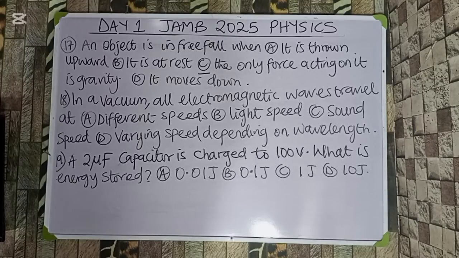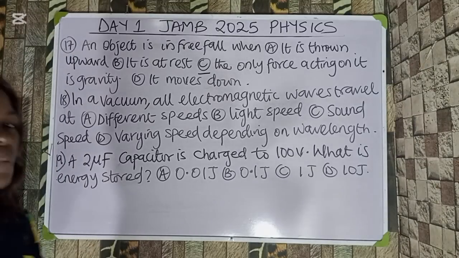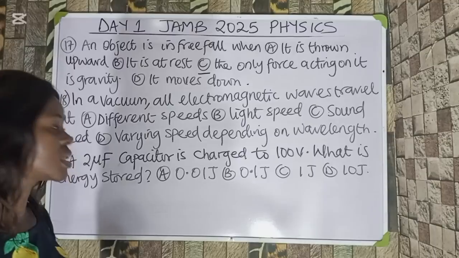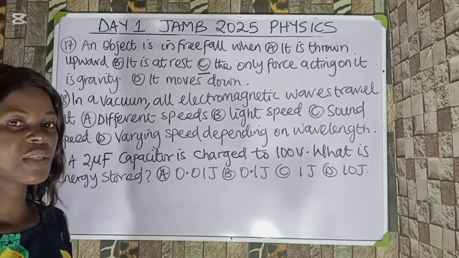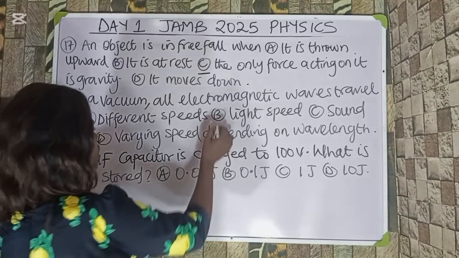Question 18. In a vacuum, all electromagnetic waves travel at A, different speed, B, light speed, C, sound speed, D, varying speed depending on wavelength. So the correct option is light speed. In a vacuum, all electromagnetic waves travel with the speed of light. And we all know that this particular speed is constant, which is 3 times 10 to the power of 8 meters per second. So the correct option is option B.